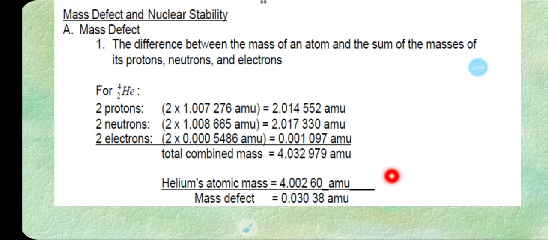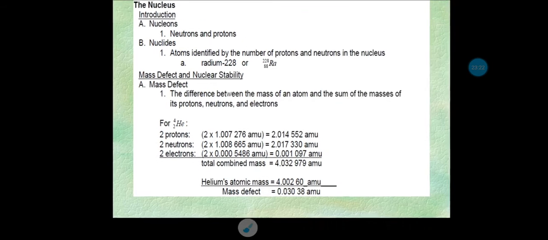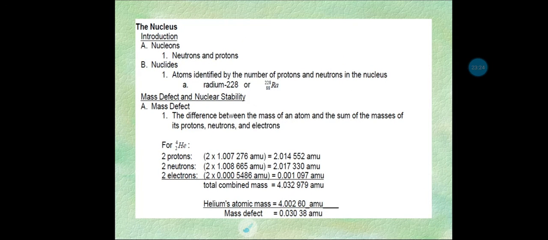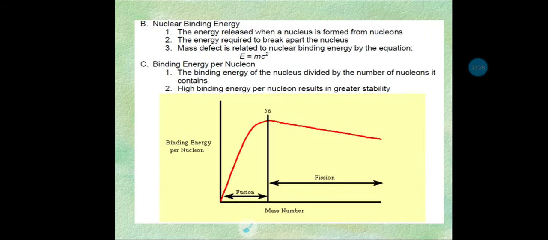But the actual mass of helium is 4.02260 atomic mass units. So the mass defect is the difference between the total mass of the protons, neutrons and electrons, and the mass of the helium atom. So the mass defect is equal to 0.03038 atomic mass units. This mass defect plays a very important role in the stability of the nucleus. So how is it?